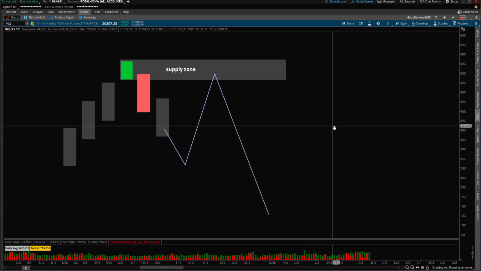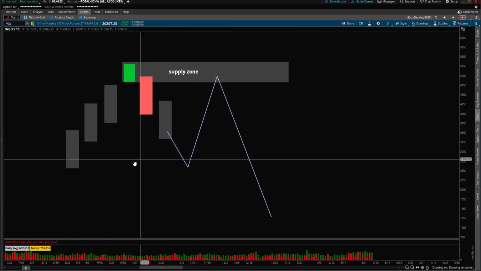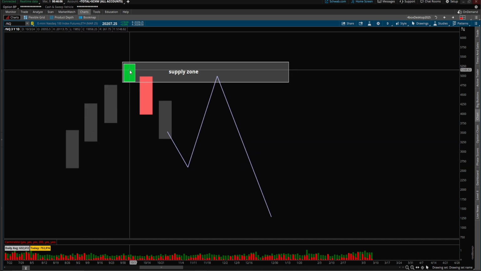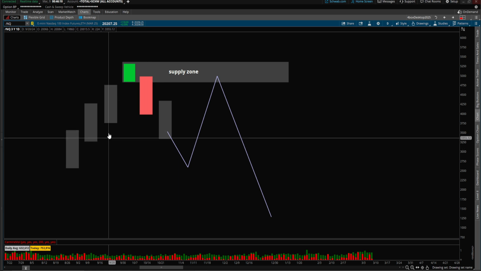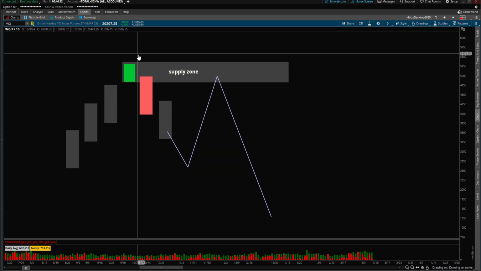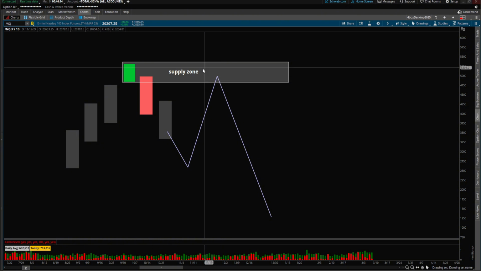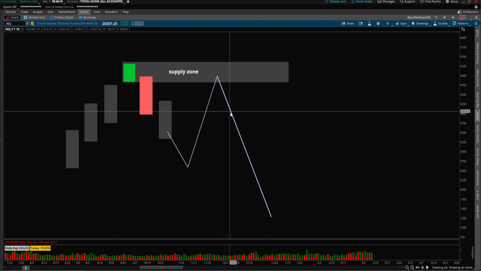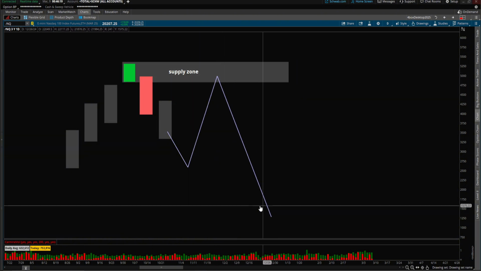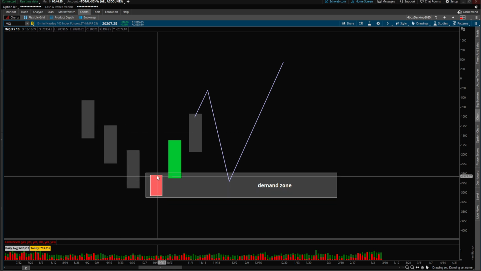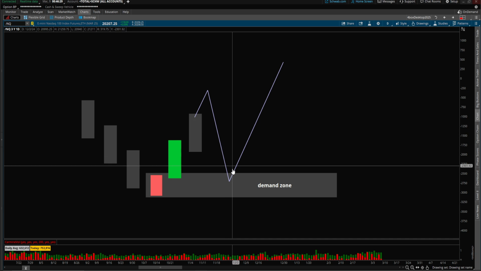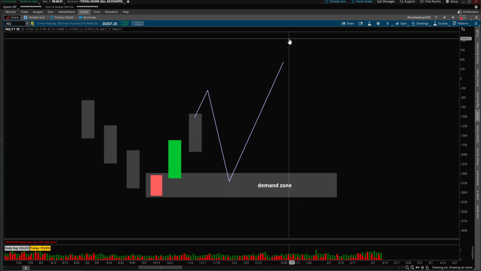And then for supply zones, we went over that this is where you want to find a green basing candle followed by a strong red candle for reversal near highs. When price retests the supply zone, you want to see it continue in the intended direction. And then that's the opposite for demand zones. You want to see price reverse at lows with a red basing followed by a stronger green candle. And when price retests the zone, you want to see it go up.